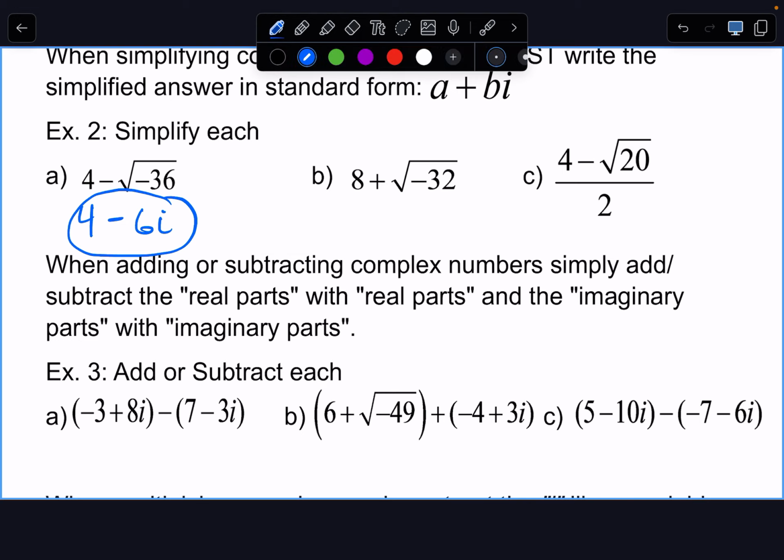This is 8 plus, this is 2 times 16. Square root of 16 is 4. So this is 4i square root of 2.